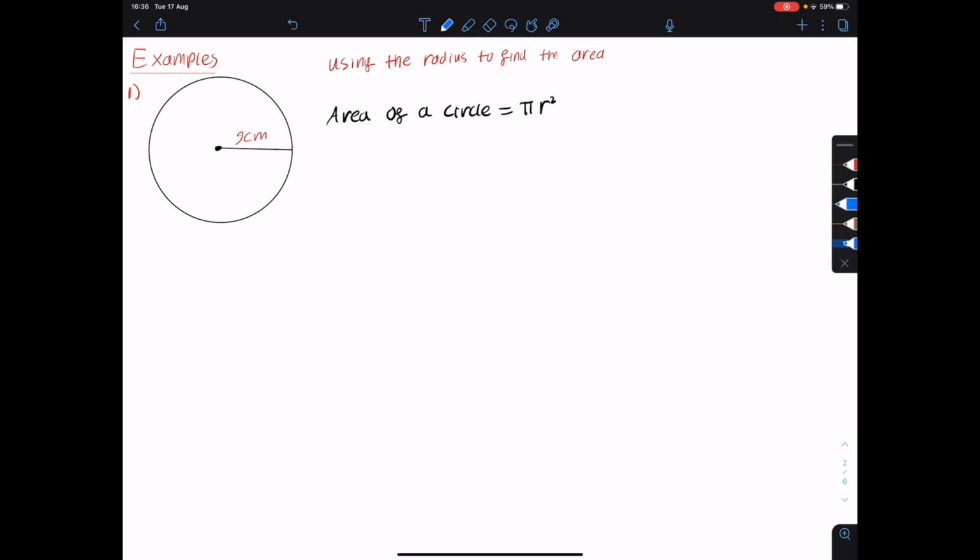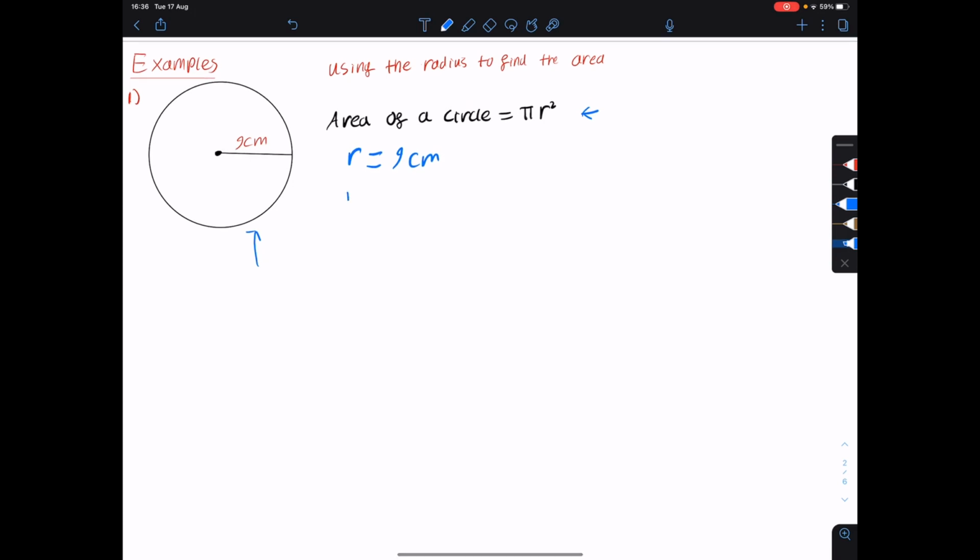In our first example, we're asked to find the area of the circle using the radius. Well, if we look at our area of a circle equation, we can pick out from our diagram that r equals 9 centimetres. And we need r squared for our equation. So here we have r squared equals 81 centimetres squared. We just square 9 centimetres.